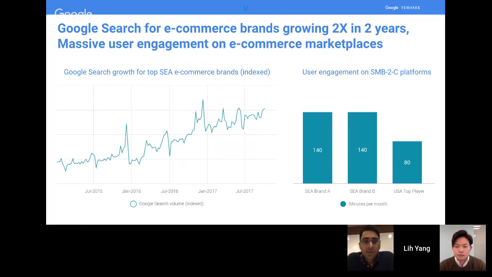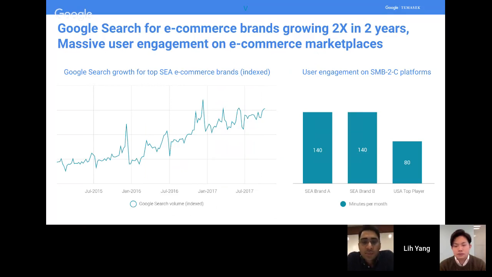This is also coupled with amazing levels of engagement. So if you look to the right, we have our top two brands which operate in the Southeast Asia region in e-commerce, compared with some of the top players in the US on the time spent in terms of the engagement, time spent on the e-commerce service over a month. And you see that the Southeast Asia players are a significant 140 minutes per month. And you compare that with the top player in the US, it's only 80 minutes. So we have almost twice the engagement levels of some of the more established markets like the US.